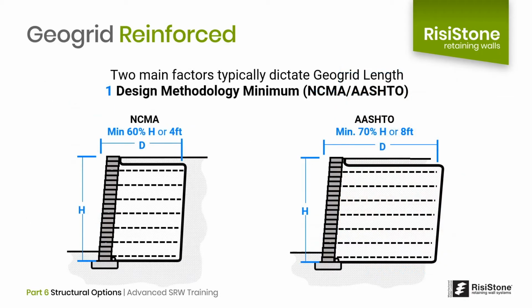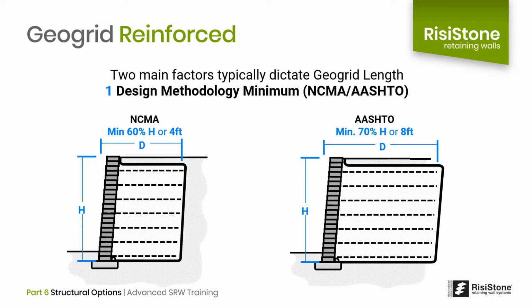In most applications, there are two main factors that dictate the geogrid length in a wall. The first is the design methodology being used. On most private projects, the NCMA design methodology is followed, which requires a minimum of 60% base to height ratio or 4 feet of geogrid. So even if the wall is 3 feet in height, it cannot work as a gravity wall. The minimum geogrid length would be 4 feet.